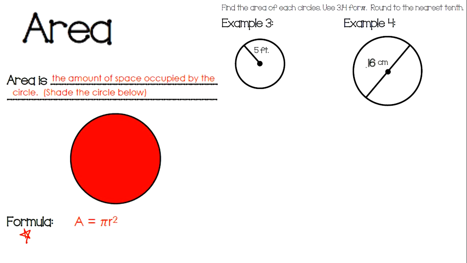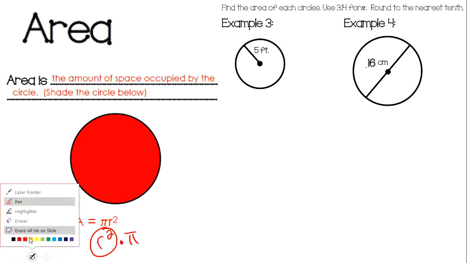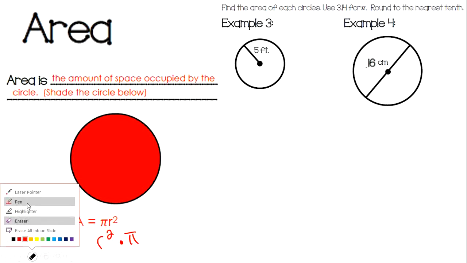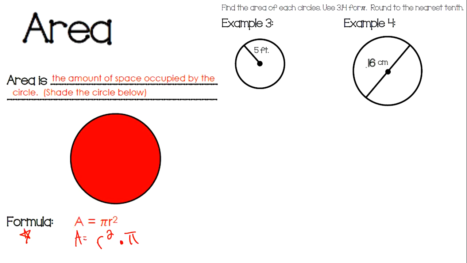Pi r squared. Okay, and some people like writing it like this, r squared times pi, because we're going to have to square this number before we take it times pi. Remember PEMDAS? So if you want to write that down here, I'll erase that circle. So if you want to write that down, you sure can. That area is also equal to r squared times pi. Okay, so find the area of each circle, use 3.14 for pi, and then round to the nearest tenth.